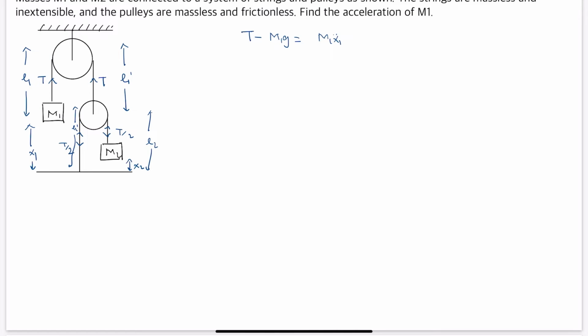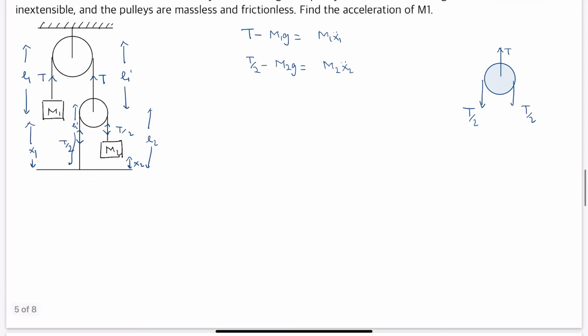And for the second one, I write for m2, T by 2 minus m2g equals m2 x2 double dot, right? And the point here is that, let's see this pulley, and you have tension T here, so on both of the sides the tension should be T by 2 and T by 2 to develop the equilibrium. So yeah, now I have two equations, equation 1 and equation 2.